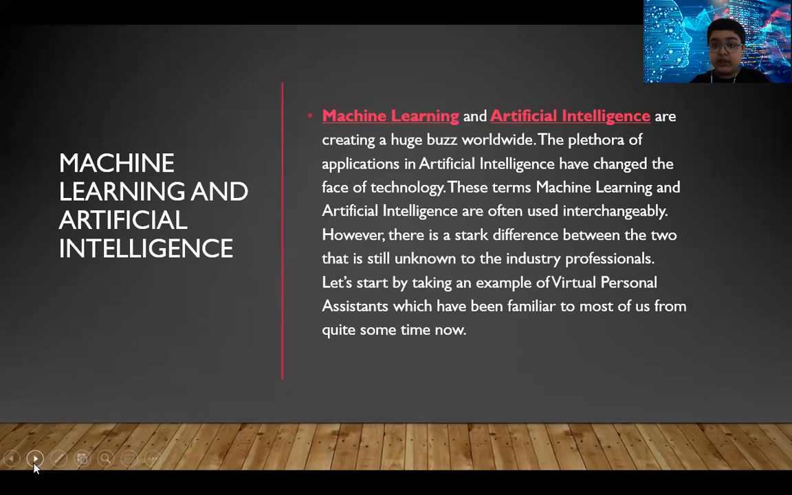Machine learning and artificial intelligence combined. Machine learning and artificial intelligence are creating a huge buzz worldwide. The plethora of applications in artificial intelligence have changed the face of technology. These terms, machine learning and artificial intelligence, are often used interchangeably. However, there is a stark difference between the two that is still unknown to industry professionals. Let's start by taking an example of virtual personal assistants, which have been familiar to most of us for quite some time.